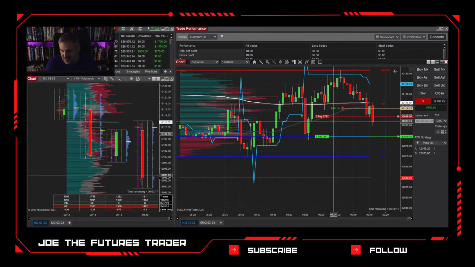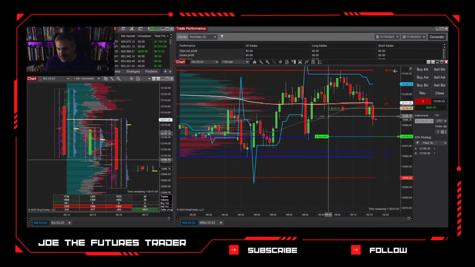Look at that. Right back in it. Right back in it to win it. See, I was safe on that move right there. And then when it came up, I got back in, but I put a tight stop loss. And even right now, look at this. It's still messing with me.